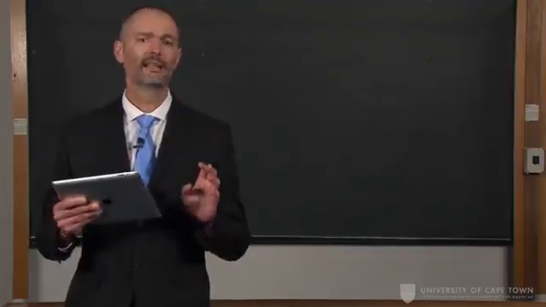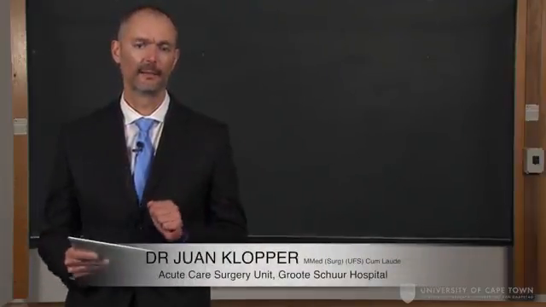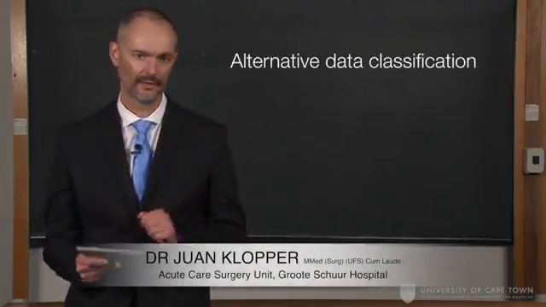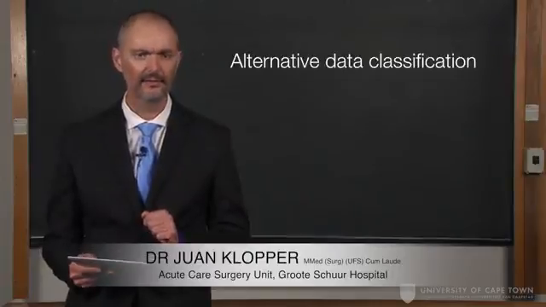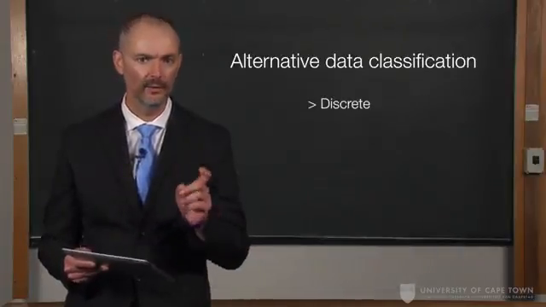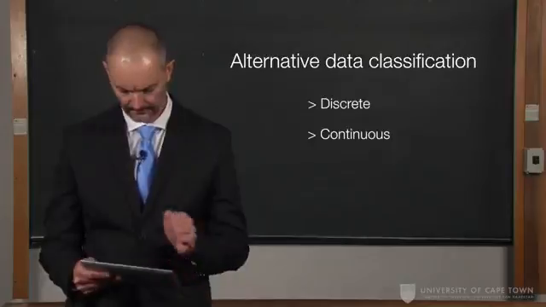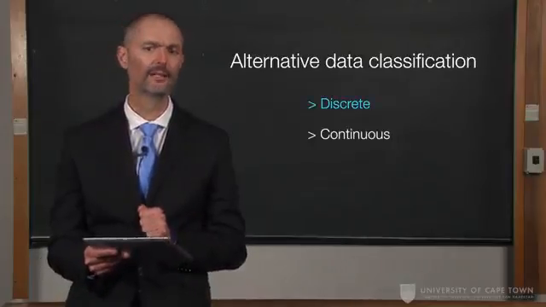Now we've looked at categorical and numerical data types, but I told you there was a second way to classify data types, and that is to see them as either being discrete or continuous. Let's start off with discrete data types.